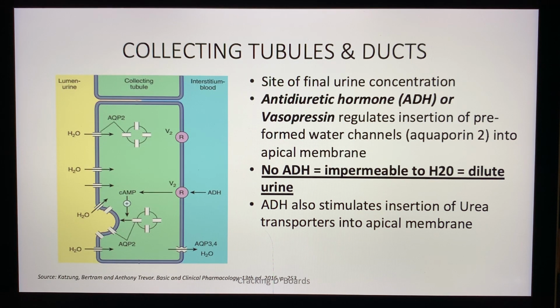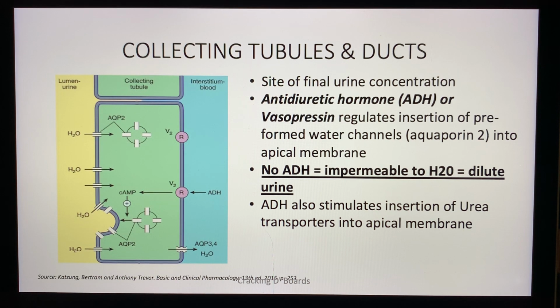Okay, so antidiuretic hormone, or vasopressin, would regulate the insertion of these preformed water channels, which we call AQP2, or your aquaporin 2, into the apical membrane. So let me repeat that. One of the important actions of antidiuretic hormone is to regulate the insertion of your preformed water channels, or your aquaporin 2, into the apical membrane.